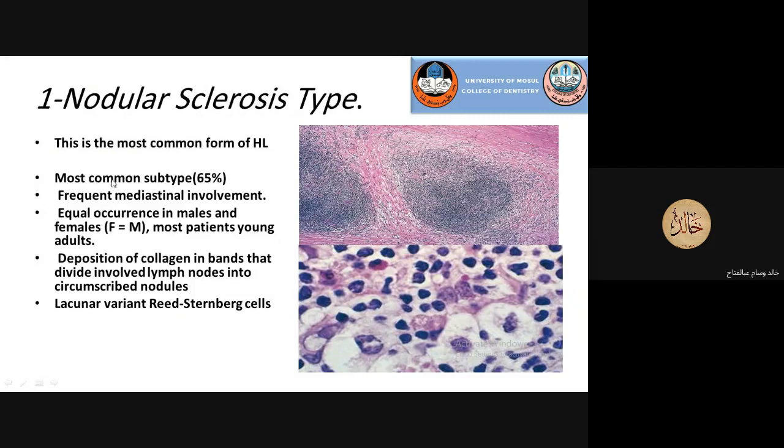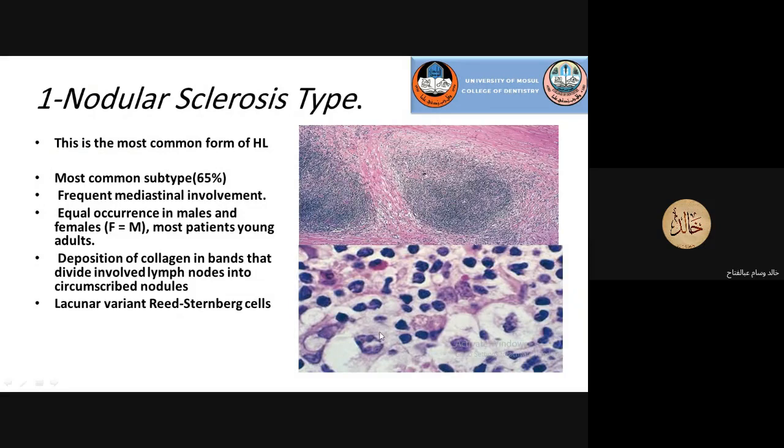It is the most common subtype, 65% of cases, frequently seen in the mediastinal area, equal male to female incidence, and most of them are young adults. Macroscopically, we have the deposition of collagen as bands that divide the lymph nodes into circumscribed nodules. In this type of Hodgkin lymphoma, we have the lacunar variant of RS cell.